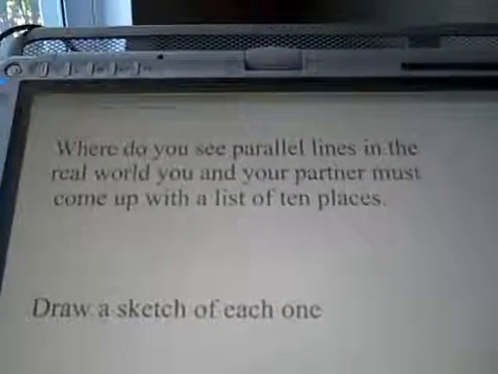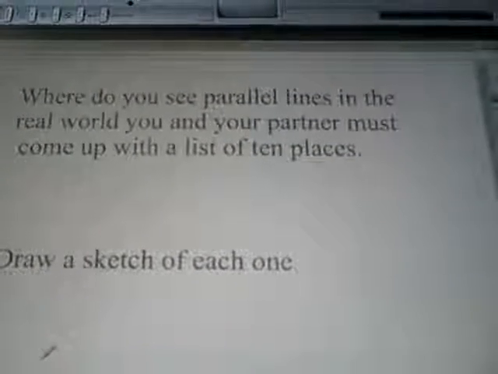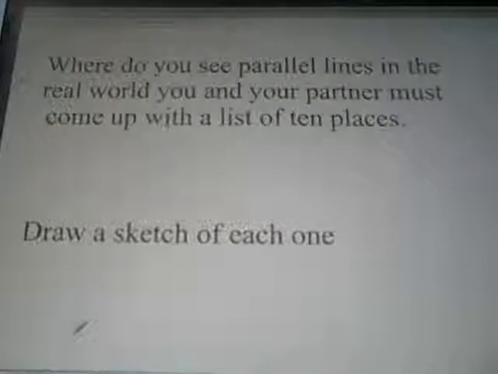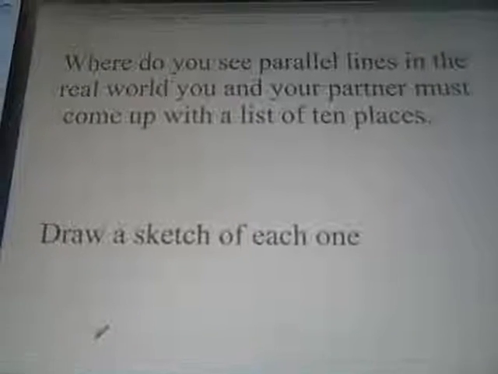So where do you see parallel lines in the real world? I want you to draw a couple sketches of each one. See if you can come up with 10 different places. So go ahead and pause the video again.